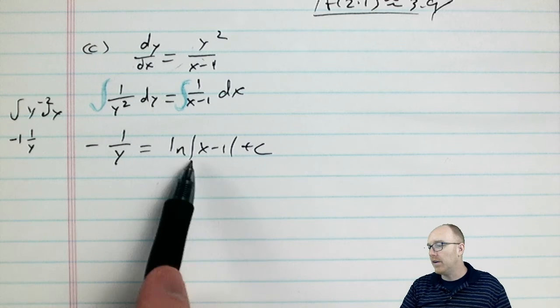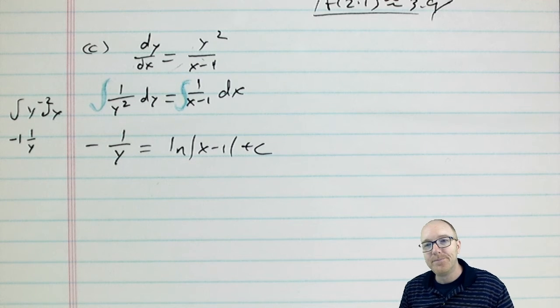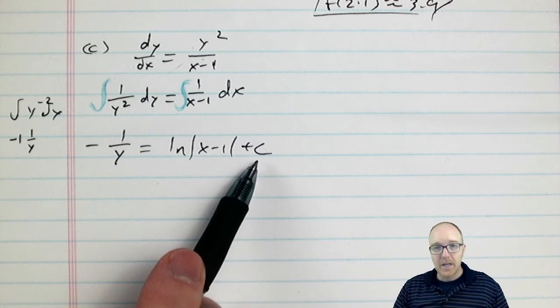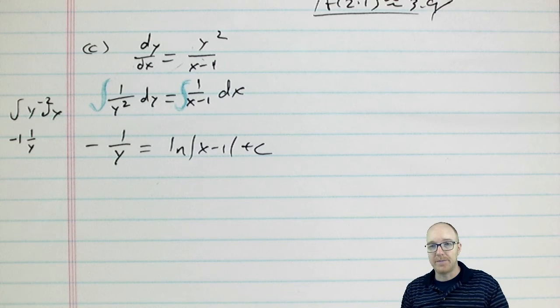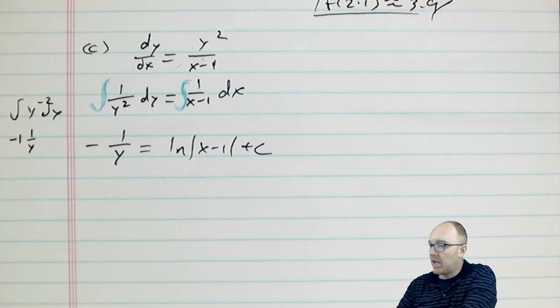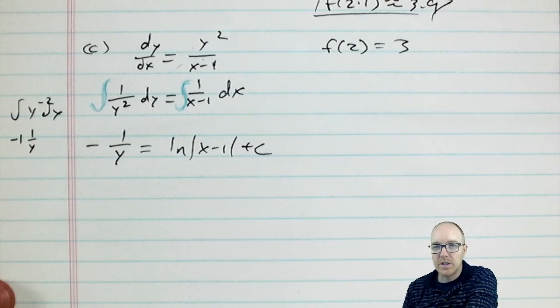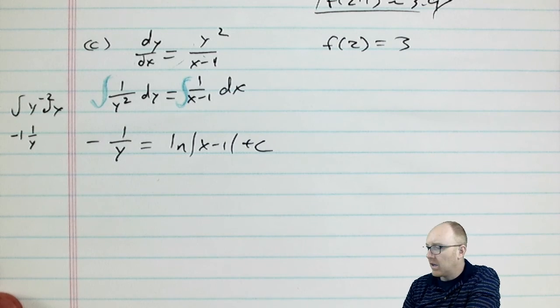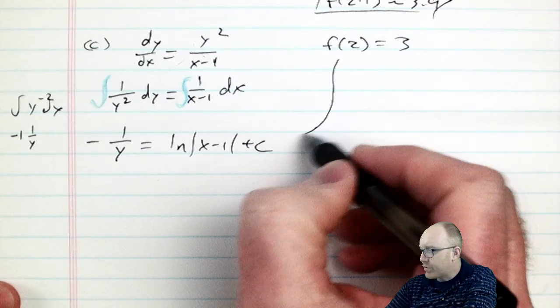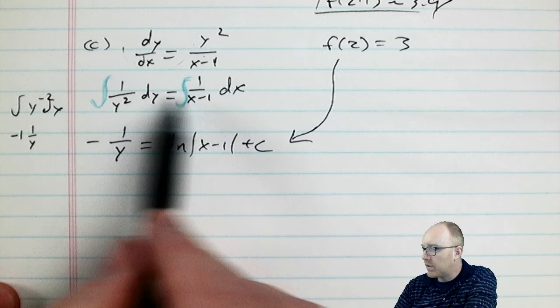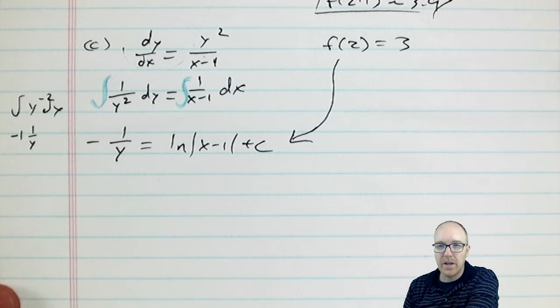Notice the absolute value. Now, we need to find out what c is, and we use our initial condition to find that out. Our initial condition is f of 2 equals 3. That's our initial condition. So we plug that in here. By the way, I did 1 point for separating the variables, 1 point for each of the antiderivatives. I already got 3 out of the 5 points.